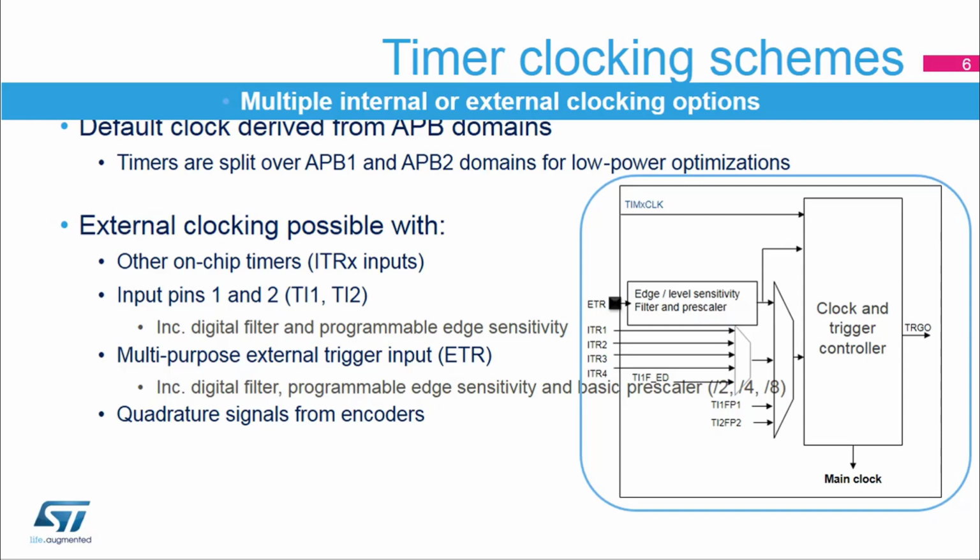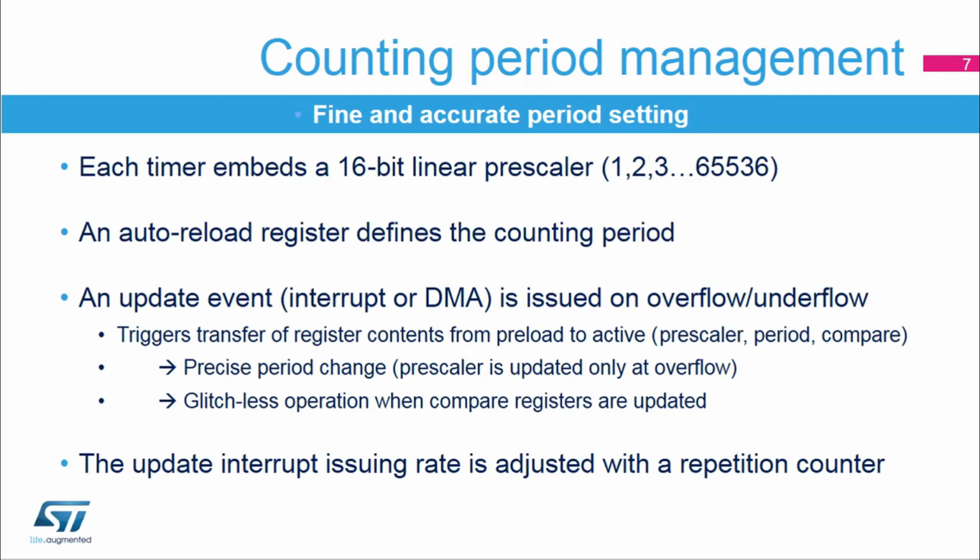Lastly, the quadrature signals from an encoder can be processed to provide a clock and a counting direction, as described later in this presentation. This slide explains how to adjust the timer counting period. Each timer embeds a linear clock prescaler which allows you to divide the clock by any integer between 1 and 65,536. This allows the counting pace to be precisely adjusted.